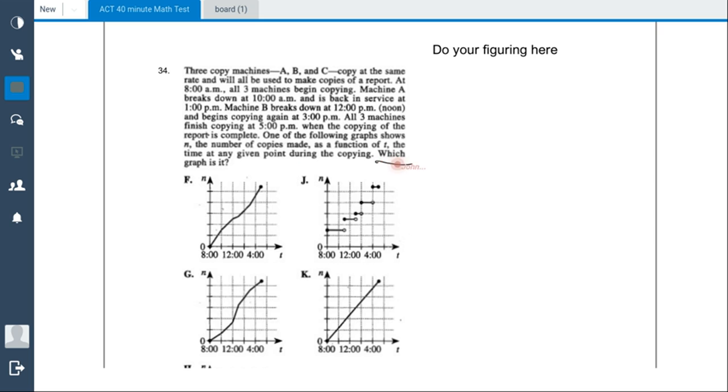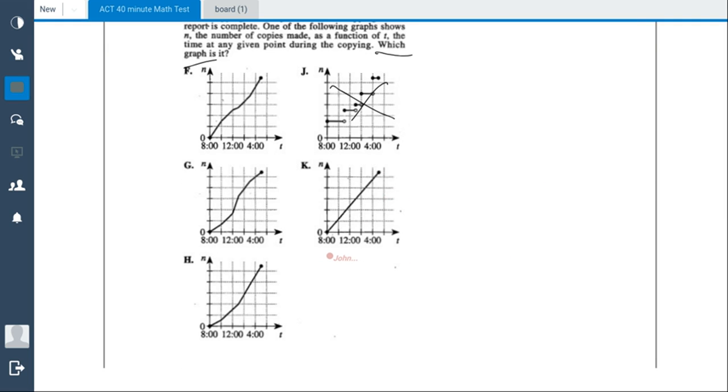So I'm supposed to figure out which of these graphs is correct. At 8 o'clock, all three machines are working, so that means that the slope should be the steepest at the beginning of the curve. I know it can't be that because not all the machines stopped working. And the one with the steepest curve is there. And it's the same as the very last part of the curve because at the very end, all the machines are working too. So the answer is F.